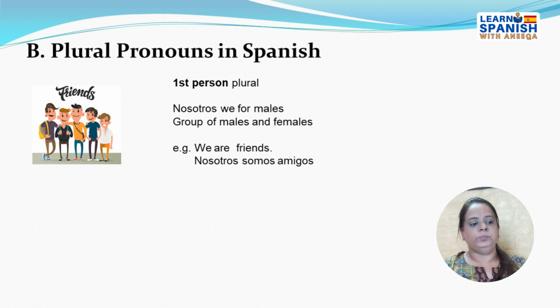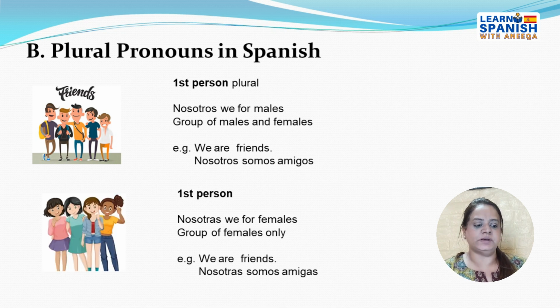Now we will see the plural pronouns in Spanish. The first person plural is nosotros and nosotras. For example, here I have said we are friends. There is a group of friends who are standing, who are boys. So, you will say nosotros somos amigos. And in the second picture, there is a group of girls who are standing. So, we will say nosotras, that is, we are friends.